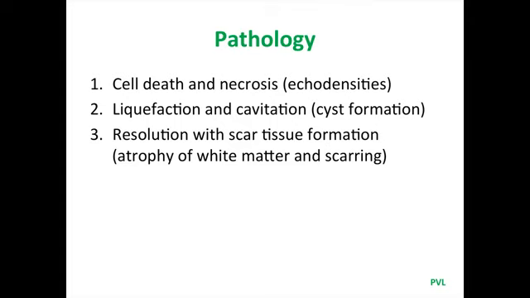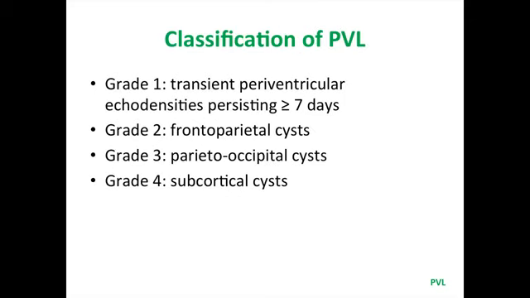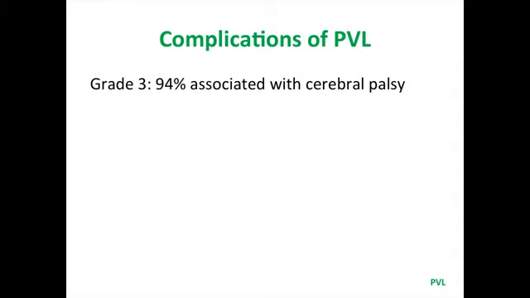The pathology is first and foremost a lack of oxygen, the ischemia, resulting in cell death and necrosis, and this is seen as echodensities on a cranial ultrasound. You then get liquefaction and cavitation, resulting in cyst formation, and the end result is the formation of scar tissue and atrophy of the white matter. Again, this is classified into 4 grades, depending on the severity. The most important complication of PVL is cerebral palsy, which occurs in 94% of cases of grade 3 and above.